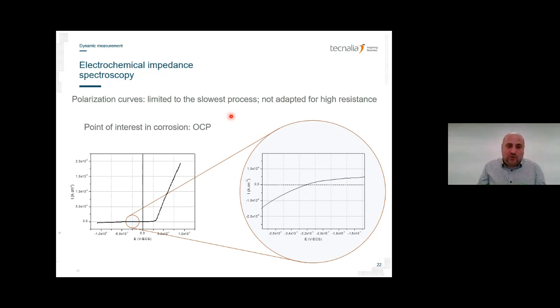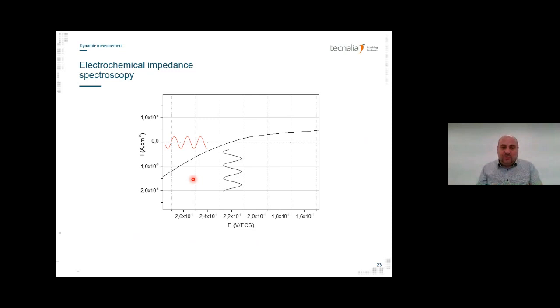In the technique that I'm going to present, electrochemical impedance spectroscopy, we are mainly interested in what happens at the corrosion potential. But we could do it at whatever potential we want. But for corrosion purposes, the interest is the corrosion potential. What we are going to do is impose not a static potential, but a dynamic potential, like a sine wave at a given frequency, and we measure the response in current.